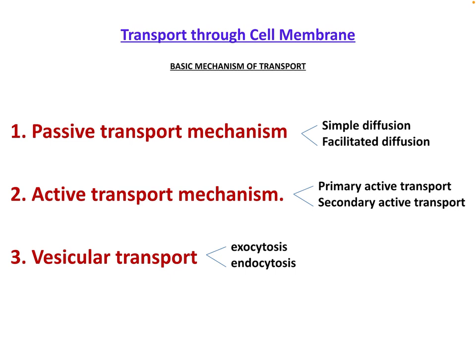Passive transport mechanism is again classified into simple diffusion and facilitated diffusion. Active transport mechanism is classified into primary active transport and secondary active transport mechanism. Vesicular transport mechanism is classified into exocytosis and endocytosis.